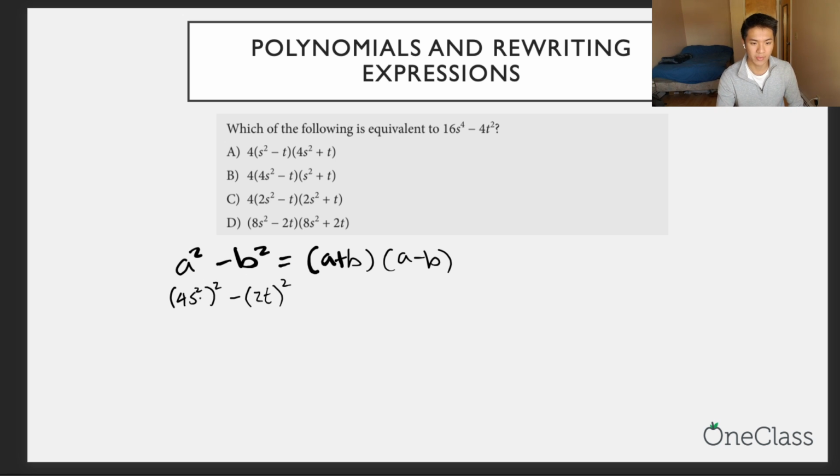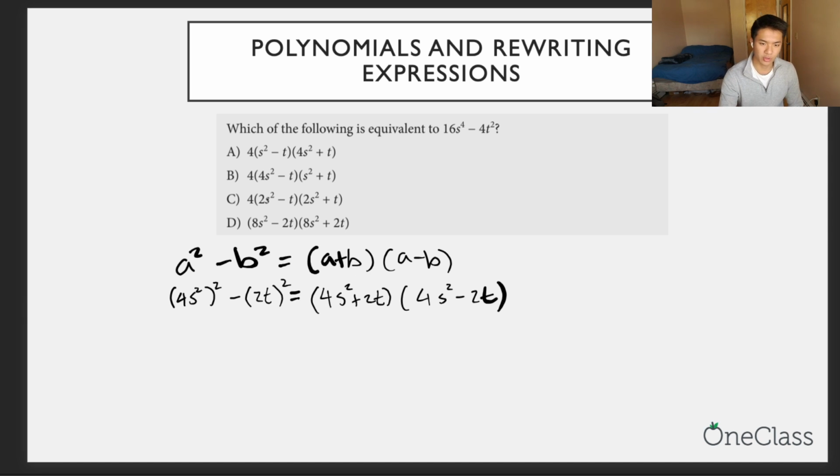And if we square these out, it would be 16s to the power of 4 and 4t squared, which is exactly what we have in the original equation. So we can see these are equivalent. And now when we've put it in this form, we know that the rule is going to apply for difference in squares. And that's going to give us something that looks like this, right? 4s squared plus 2t times 4s squared minus 2t, right? And so that seems pretty straightforward here, right?